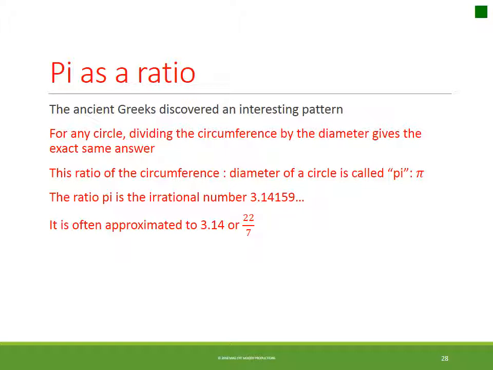Of course, we can't use that because if it never stops, we have no ending point for pi. So what we do is we approximate it, and we usually approximate pi to 3.14 or 22/7. Both of these are very, very close approximations of pi. So for most purposes, they work just fine.